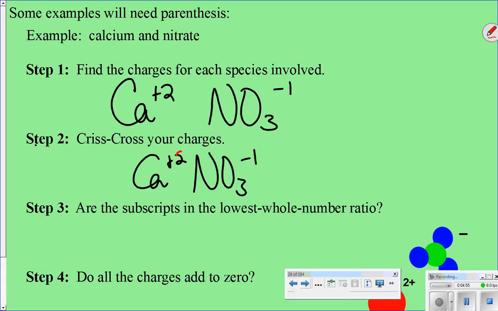When we take our charges, we're going to bring down this 2. We're going to bring down this 1, which is going to give us Ca1. Chemists, we're lazy, we don't write that. Now, we need to tell people that we're using two groups of NO3.